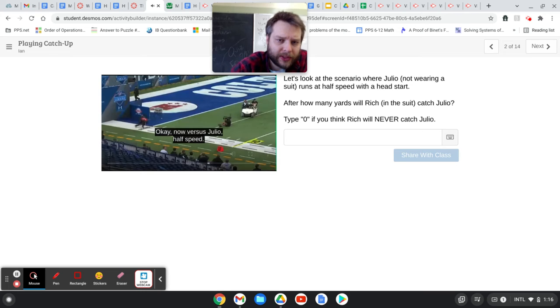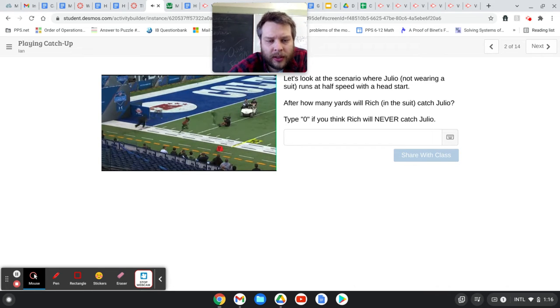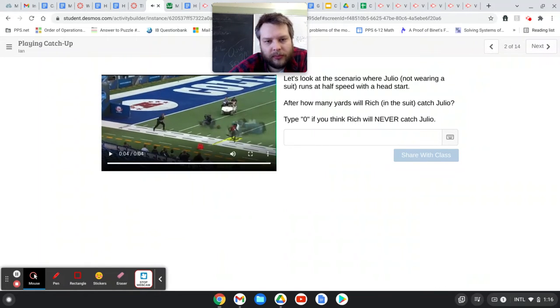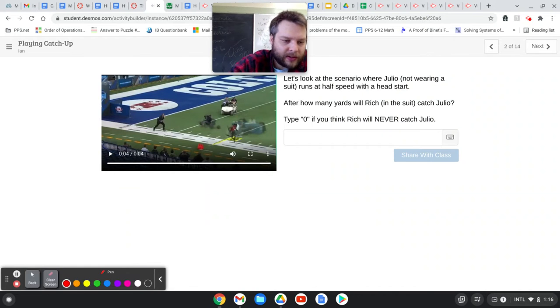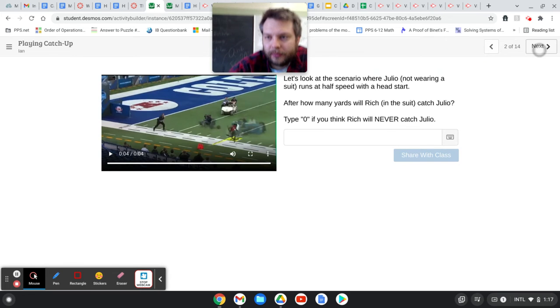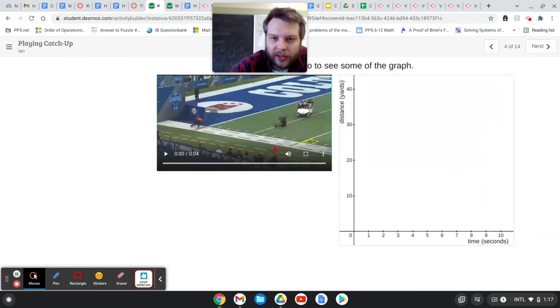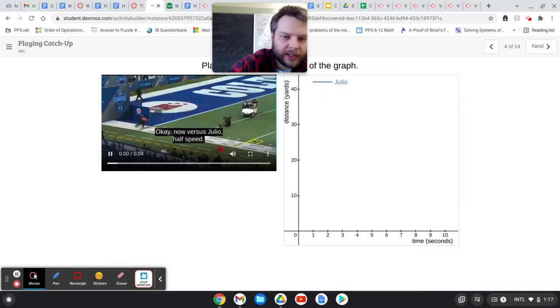This one's a short one, so we'll watch this quickly. And so you see Rich back here struggling in his suit, and then you see Julio over here flying by. He's going much faster, even at half speed, than Rich. And so the whole idea is, are they going to catch up or not? Because Julio generally would destroy, but at half speed, maybe Rich can catch him. And you could sketch your own graph here. I want you to watch this.